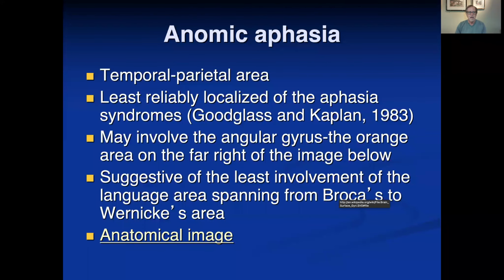Okay, so the angular gyrus, and it does suggest the least amount of involvement in the area spanning Broca's to Wernicke's, which is the area I pointed out. So what's its chief characteristic? We'll look more at the characteristics. We're right now just looking at the localizationists, but it's the least severe of them. Can be very debilitating if you have real trouble with thinking of words to express yourself. It can be quite a problem.